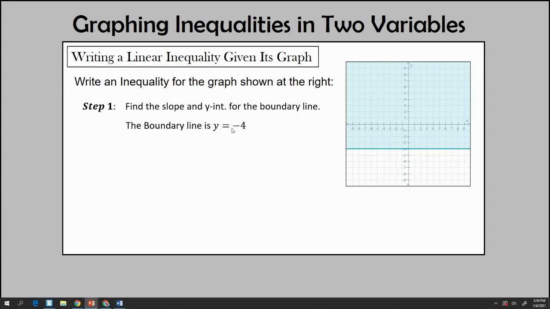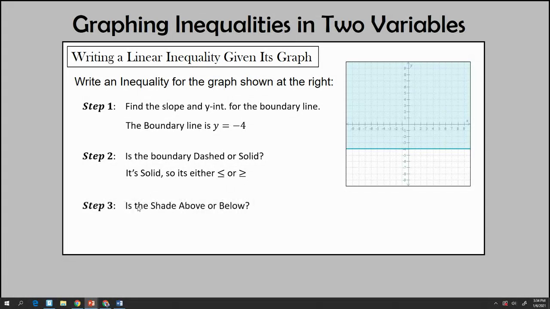All I need to do is figure out now, what do I put in here for this equal sign? So first question, was the boundary line dashed or solid? Well, it was solid, so it's either going to be less than or equal to or greater than or equal to. Did they shade above or below? Well, they shaded above, so I know it's got to be the greater than or equal to sign. The greater than or equal to sign will make this solid and it will shade above, so that's what I need. So I'm going to take my boundary line and I'm going to replace that equal sign with greater than or equal to, and it creates this graph.